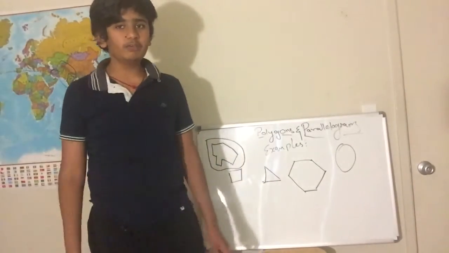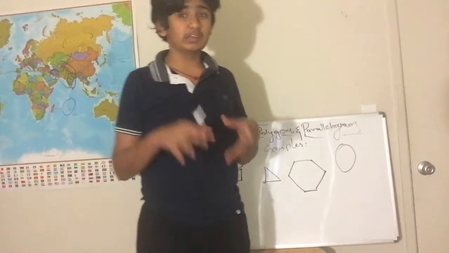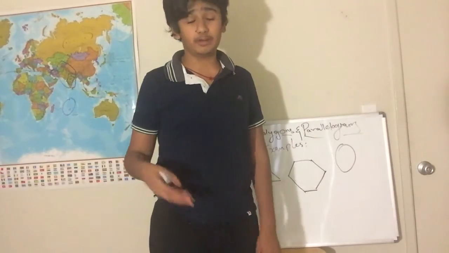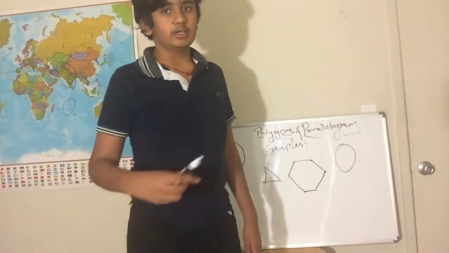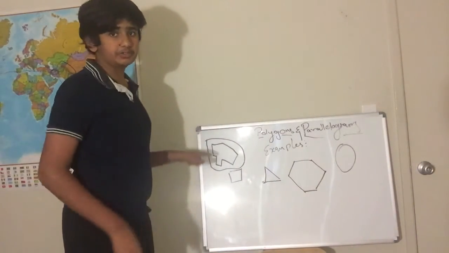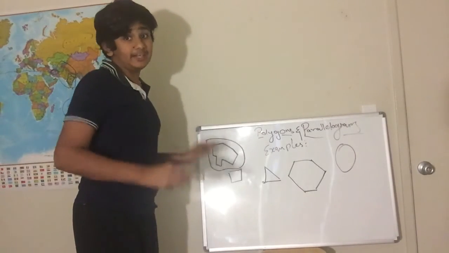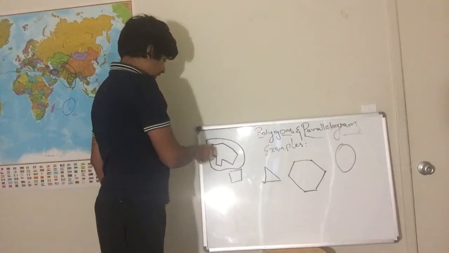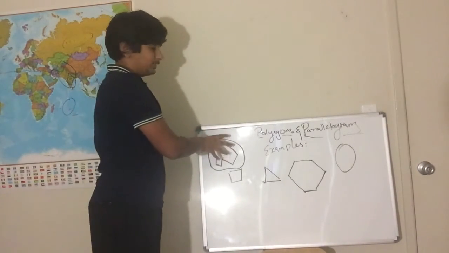Before we go into the examples, let's recall what polygons are. Polygons are enclosed geometrical figures made up of 3 or more line segments or sides. I'm pretty sure you can see this is just a random figure which I drew with only line segments, and it is enclosed. So this is considered a polygon.